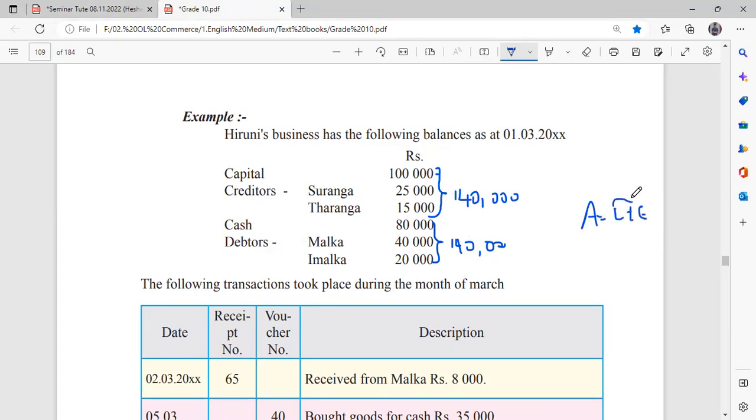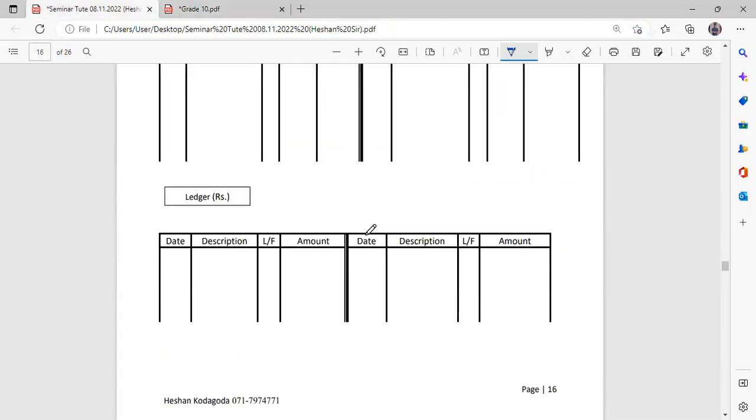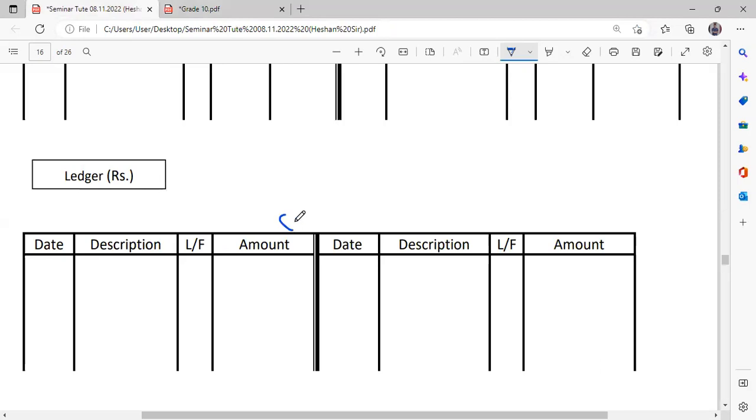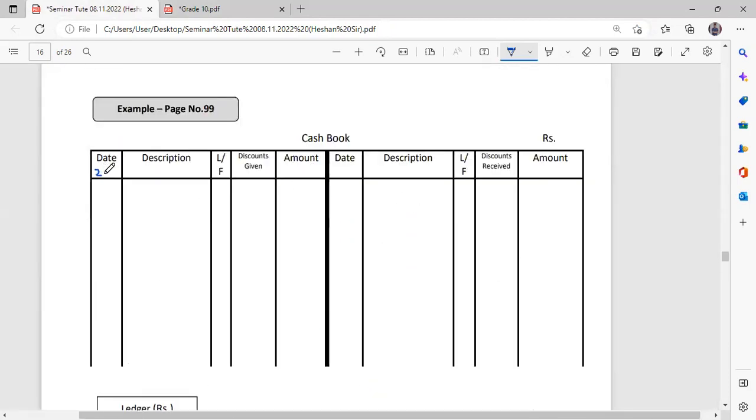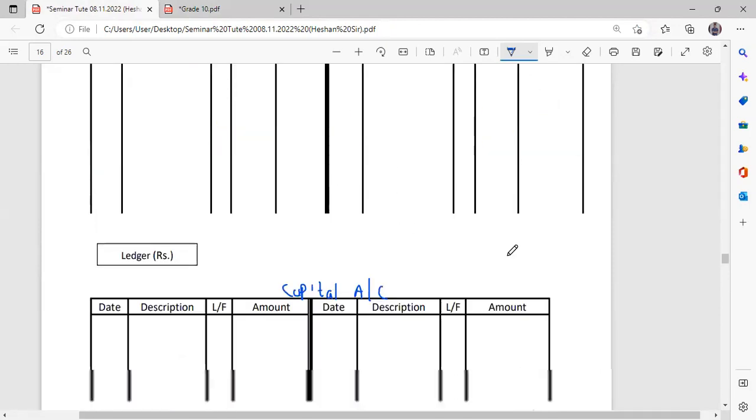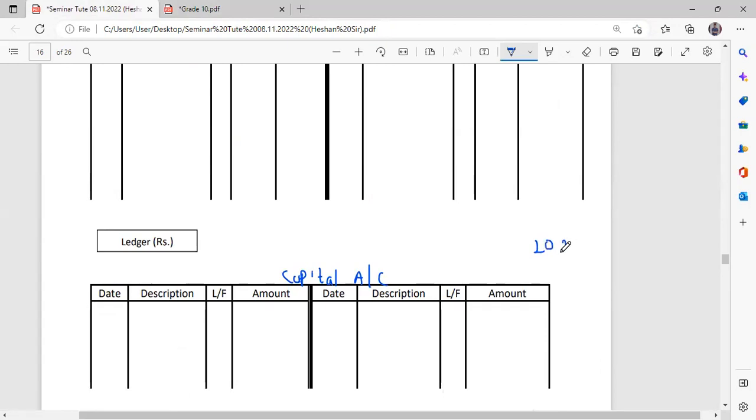So no worries. We don't need to calculate the capital because they have already given the capital balances, right? So you need to open accounts. In the general ledger, you need to open an account called capital account. Before that, I told you, you need to draw the cash book, right? The date is 2022. In the ledger column, you need to generally mention it as 2022.